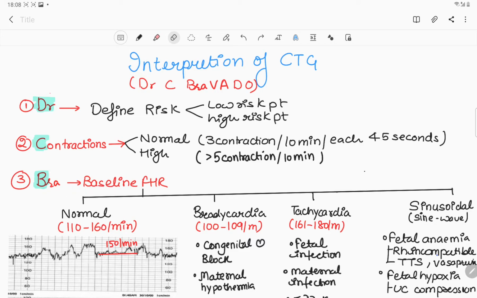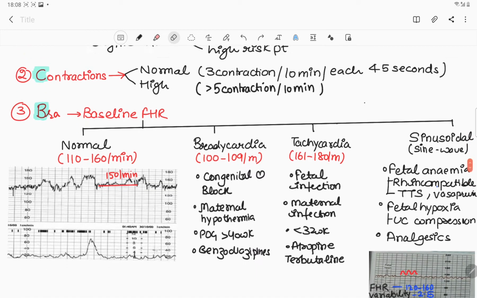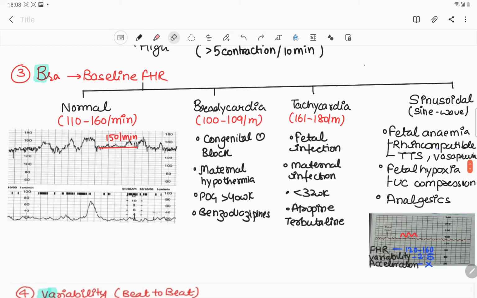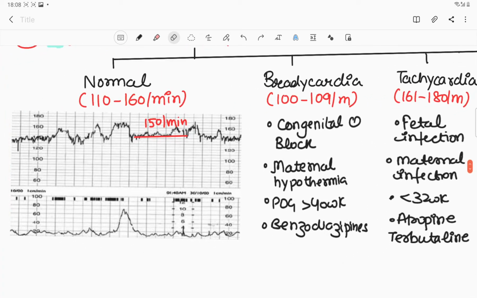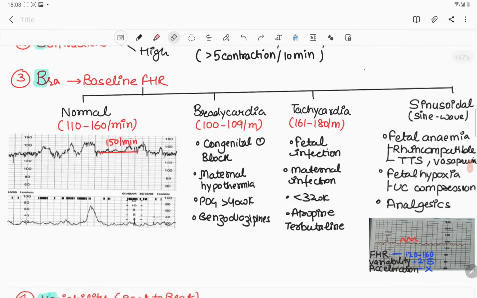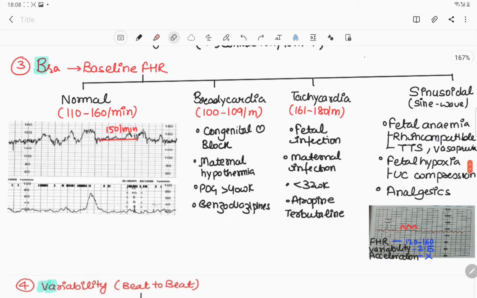BRA is for baseline fetal heart rate. Normal baseline fetal heart rate is 110 to 160 beats per minute. For example, in this CTG, the baseline fetal heart rate is 150 beats per minute. What is bradycardia? When fetal heart rate lies between 100 to 109 beats per minute.